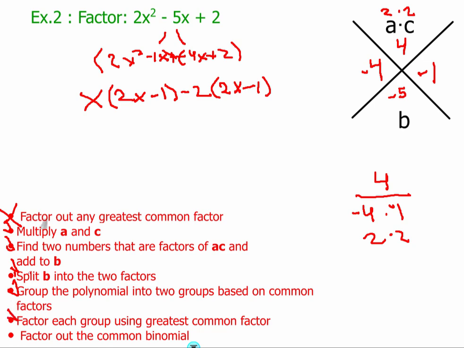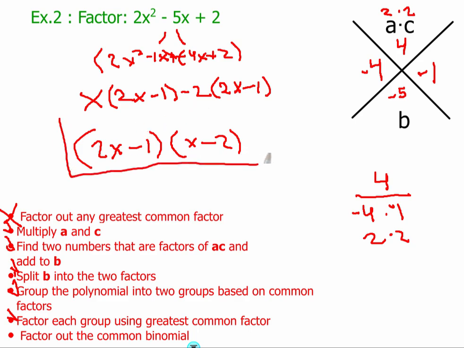So I've done that, so now I just need to regroup. In my first set of parentheses, I put what's inside, 2x minus 1. And in my second set of parentheses, I put what's on the outside, x minus 2. So once I've done that, I've now factored my quadratic trinomial, 2x squared minus 5x plus 2, into 2x minus 1 times x minus 2. So this is my answer.